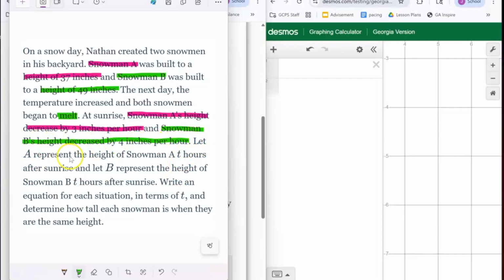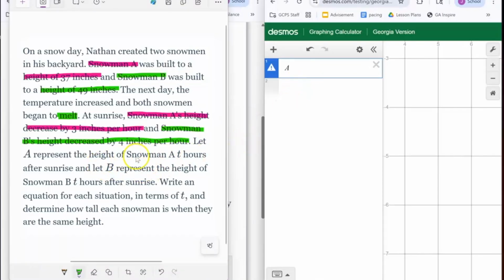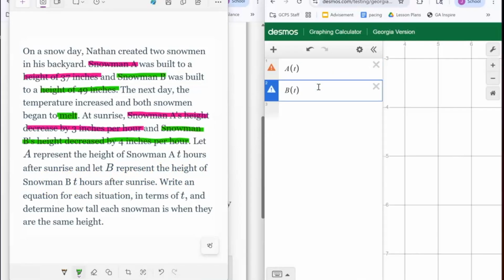All right, let A represent the height of snowman A. So I'm going to type that in here. So capital A, if they say A, you're going to have to use that. Height of snowman A at T hours, so it's A of T, if you're writing this in function notation. And then let B represent the height of snowman B, T hours after sunrise. And because it's capital, you're going to also make sure it's capital. So you got snowman A, snowman B as a function of time. Write an equation for each situation in terms of T and determine how tall each snowman is when they are the same height. Okay, so there are 2 things that we need to do.